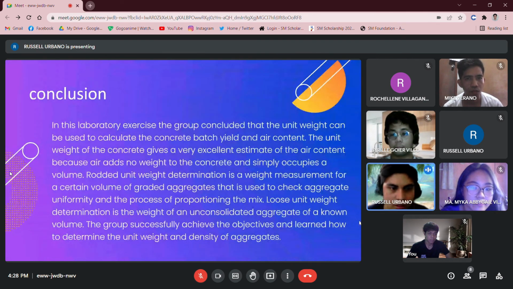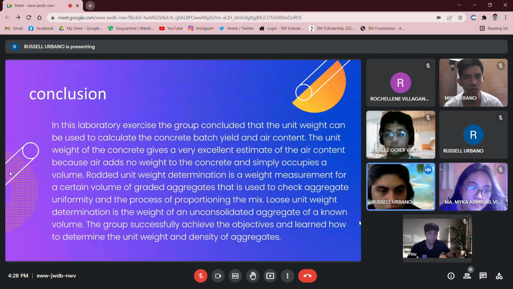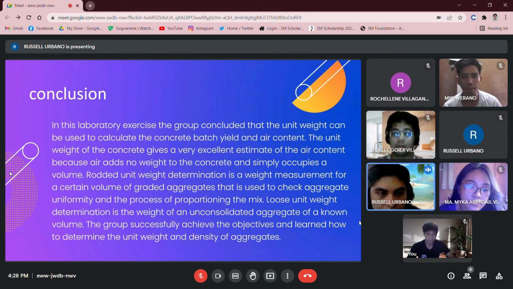For the conclusion, in this laboratory exercise, the group concluded that the unit weight can be used to calculate the concrete batch yield and air content. The unit weight of the concrete gives a very excellent estimate of the air content because air adds no weight to the concrete and simply occupies a volume.